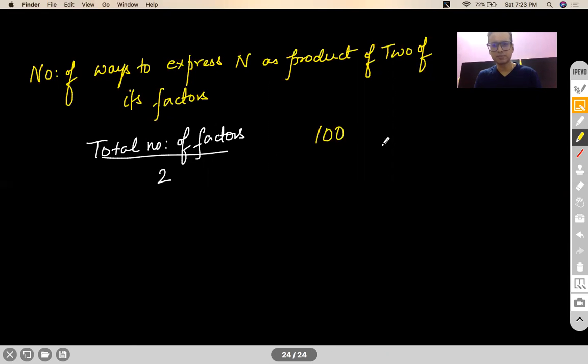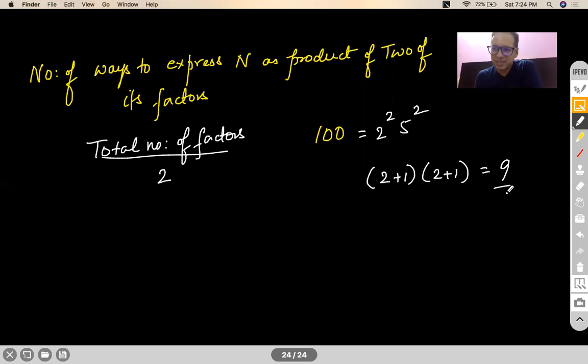Let's say I take 100. Now 100, if you apply this formula, first of all, 100 is 2 to the power 2, 5 to the power 2, correct? Total number of factors here will be 2 plus 1, 2 plus 1, my bad, which is actually 9. Correct? If you do 9 by 2, you'll get a fraction. That cannot be my answer. How can the total number of ways be a fraction? All my answers should be whole numbers, by the way. So this formula fails here.